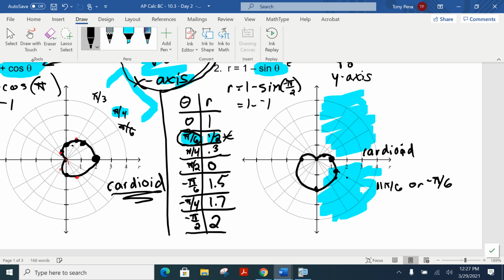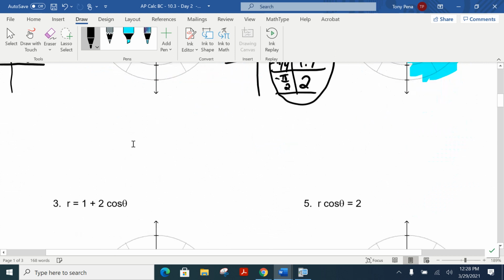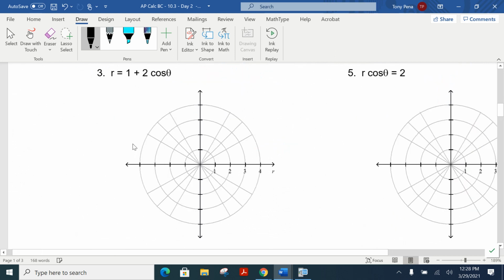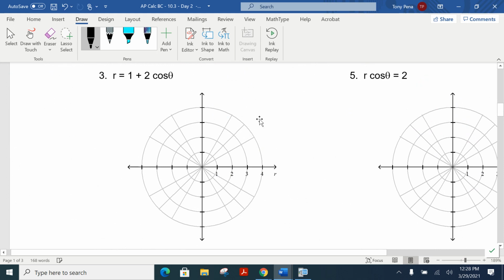So cosines, we want to be symmetric to the x-axis. Sine symmetric to the y-axis. That will guide you in terms of being able to figure out what these look like. Okay. All right. Now the next one in particular is one of the ones we'll probably deal with the most in terms of questions that will ask this or deal with this.